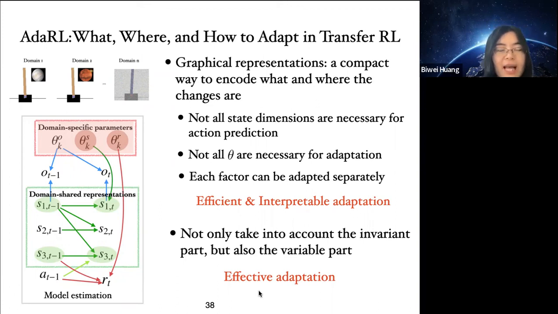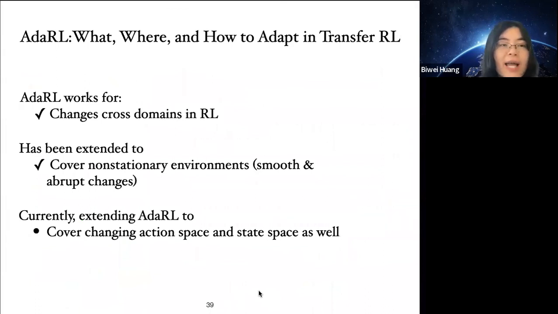Also, I'd like to mention that the basic idea of AdaRL can be applied to other tasks as well, such as domain adaptation and forecasting in non-stationary environments. Overall, AdaRL works for changes across domains in reinforcement learning tasks. And recently, we have also extended it to cover non-stationary environments, including smooth and abrupt changes. Moreover, currently, we're extending it to cover the changing action space and state space as well.